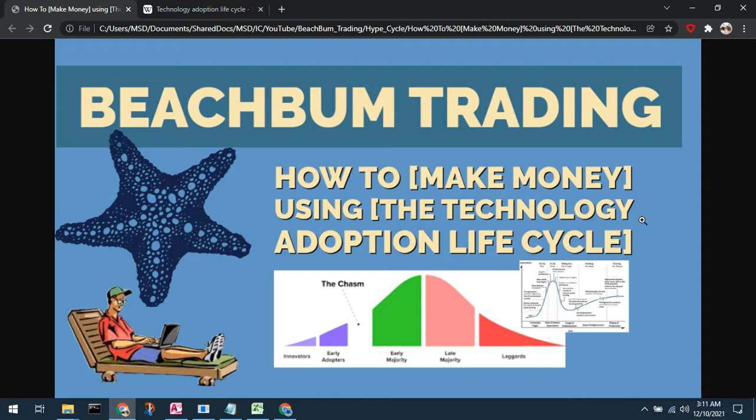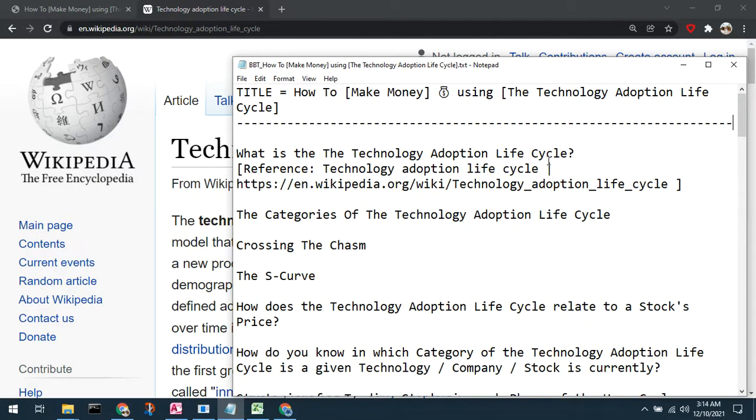So now let's get started and let's talk about how we can make money trading using the technology adoption life cycle. So what is the technology adoption life cycle?